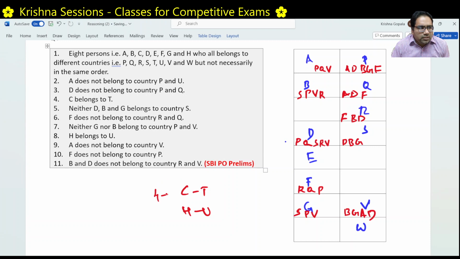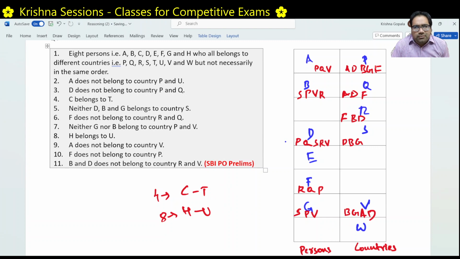Condition number 4 eliminated C and T. 8 has led to this one. So obviously, none of these are what? These are persons. These are countries. So now in these countries P, Q, R, S, V, W, none of them will have C and H, because C and H are already gone to T and V.